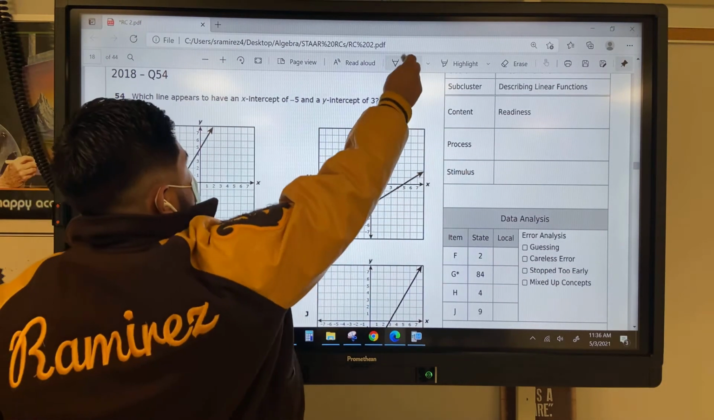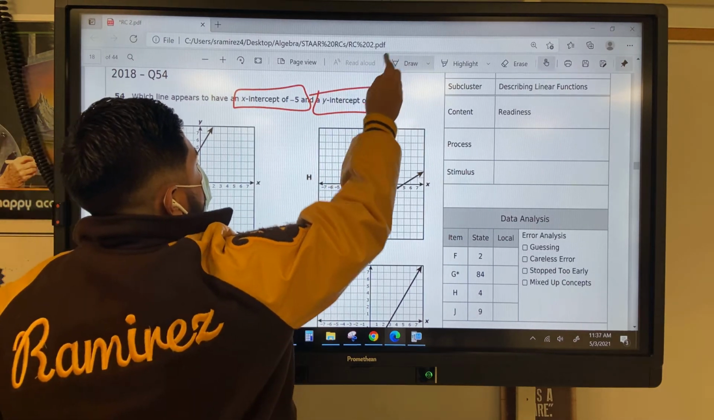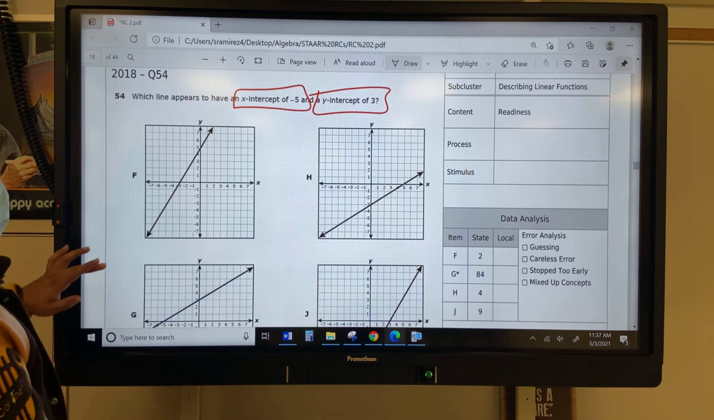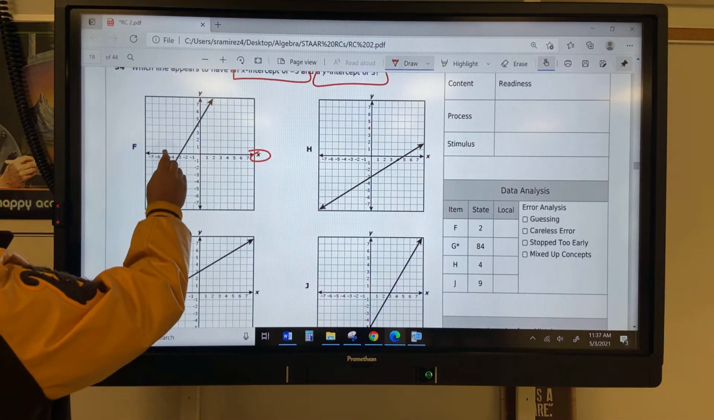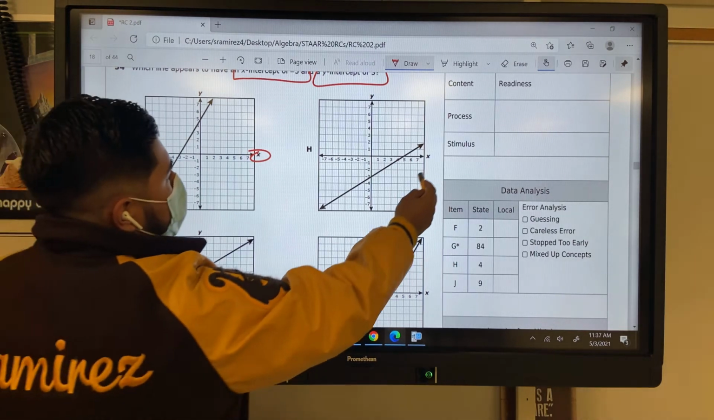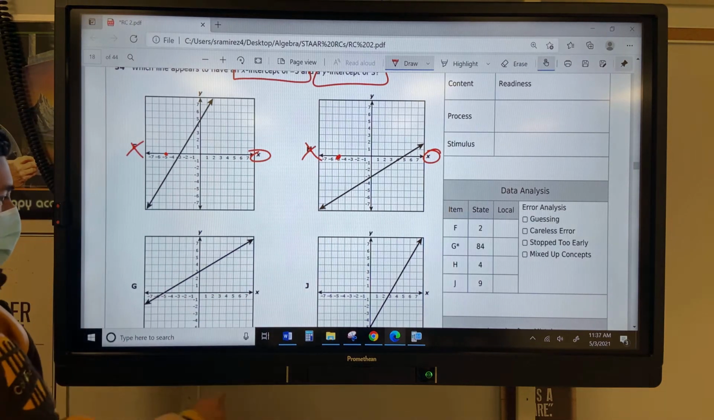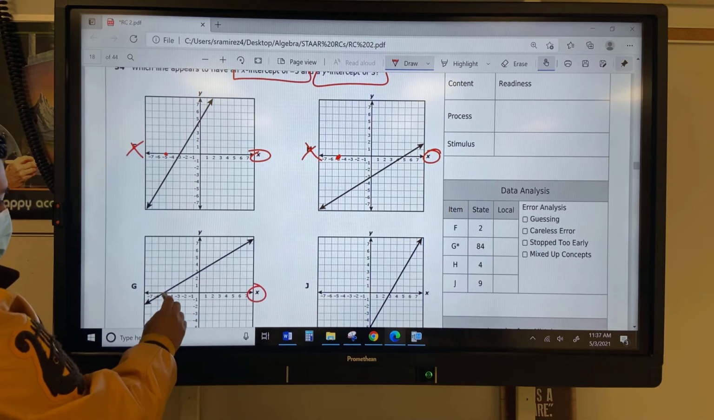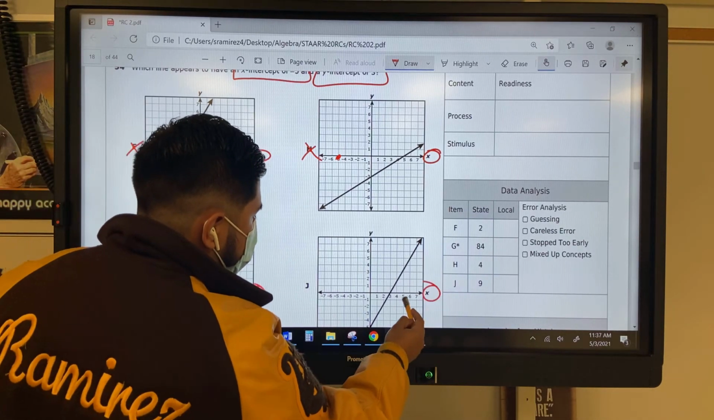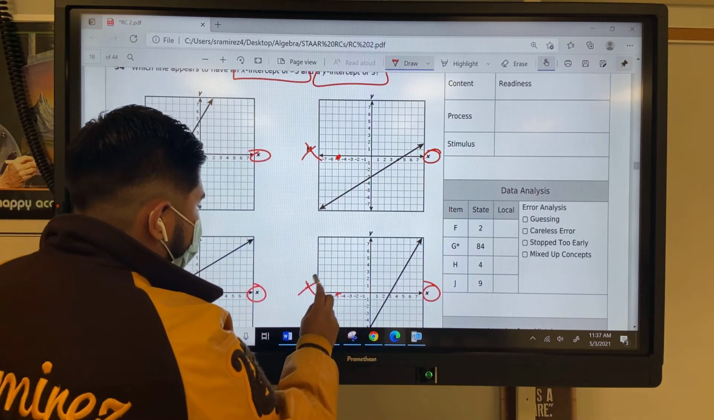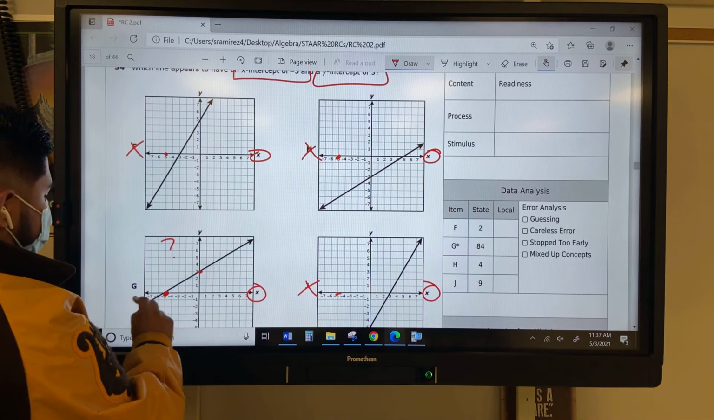This one's telling you the answer already. Which one has an x-intercept of -5, y-intercept of 3? Look at each graph. Let's go to x-intercept -5 first. X-intercept -5 is right here. That's wrong. X-intercept -5. That's right here. That's wrong. X at -5. Okay, that looks pretty good. Question mark. X-intercept at -5. That's wrong. Can I verify? Y-intercept of 3. Boom. Looks good to me.